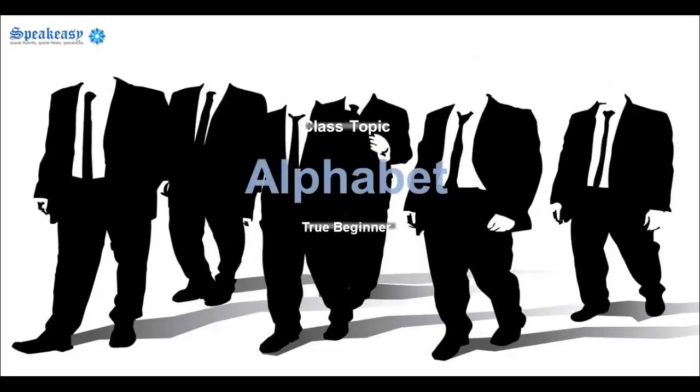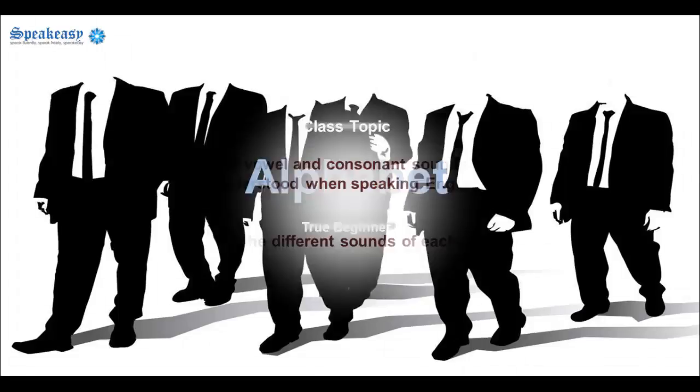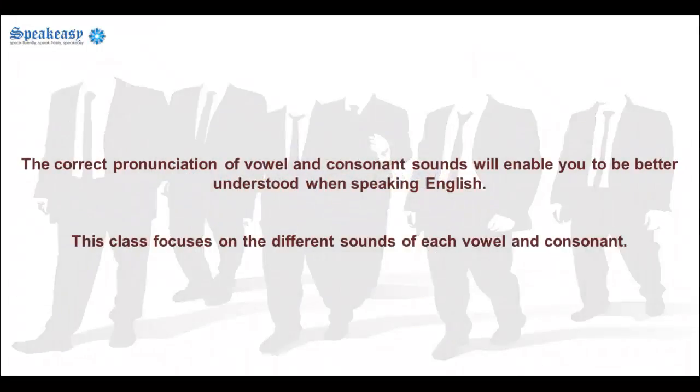The topic is the alphabet. The correct pronunciation of vowel and consonant sounds will enable you to be better understood when speaking English. This class focuses on the different sounds of each vowel and consonant.